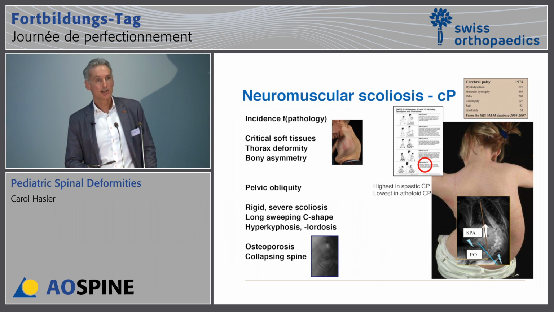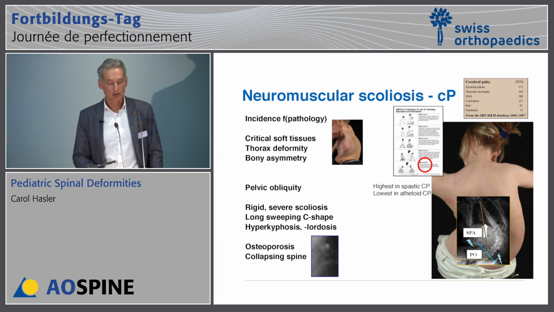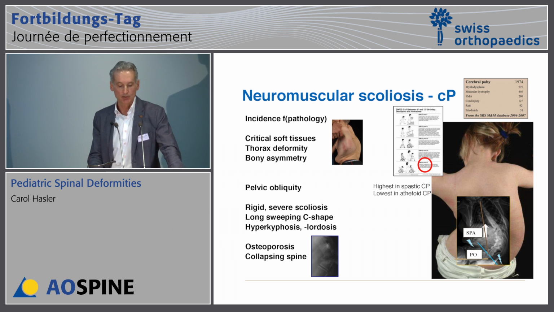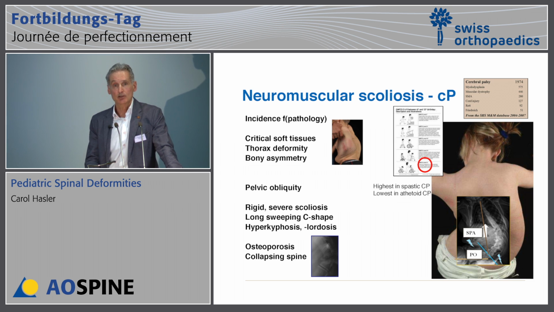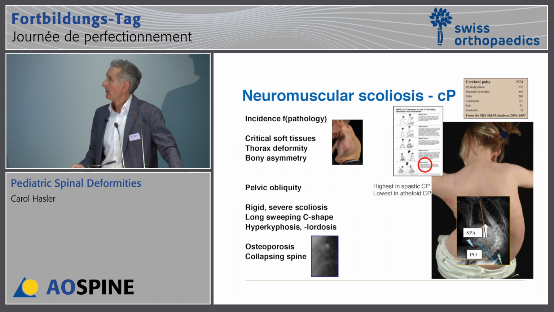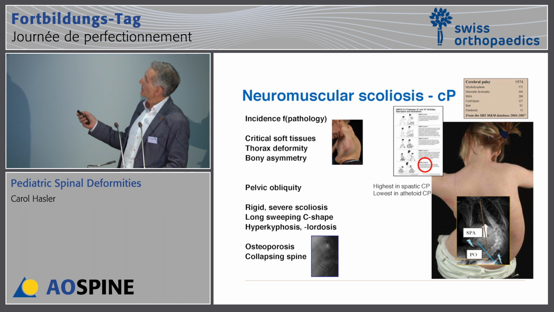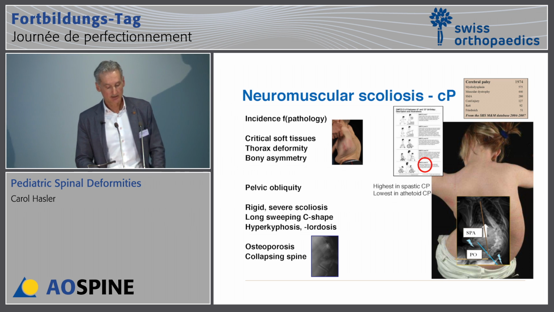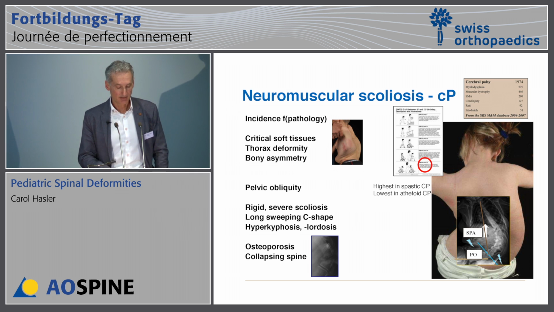Neuromuscular scoliosis, reason number one all over the world is cerebral palsy, and the story is completely different. You have pelvic obliquity, you have loss of sitting ability, you have pain. Idiopathic adolescent scoliosis usually is pain-free, but in those patients you have costopelvic impingement, you have rubbing on the pelvis, and this creates pain. They are usually osteoporotic, the spine is collapsing, and usually it's a rigid and severe spine.